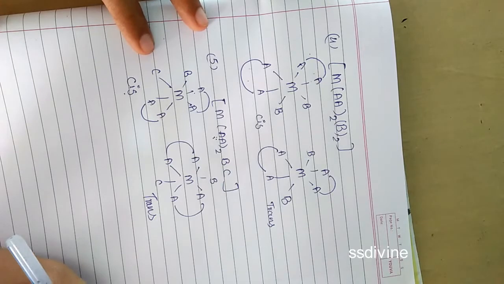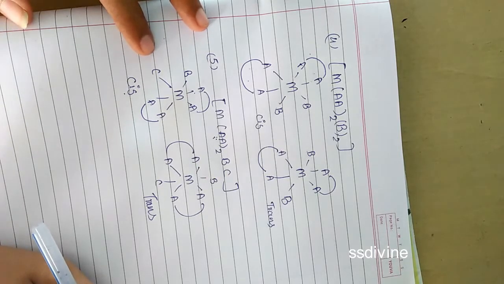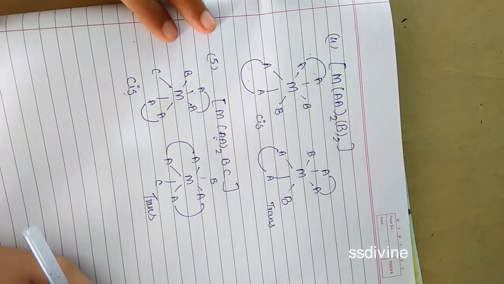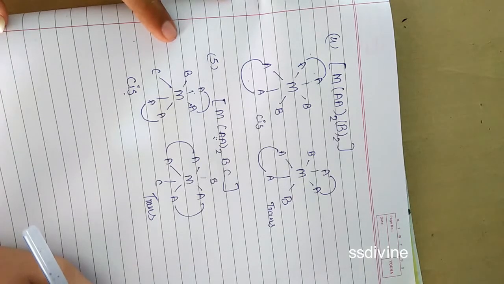So what we have learned today is geometrical isomerism with coordination number 6, in which we have seen the different kinds of complexes, whether they have the same ligands or different ligands, and what if they have all 6 ligands different. So we'll get 15 types of isomers in that particular complex. I hope you understand this and it will be helpful to you to find geometrical isomerism with coordination number 6.